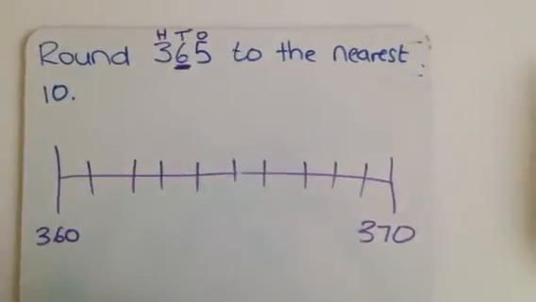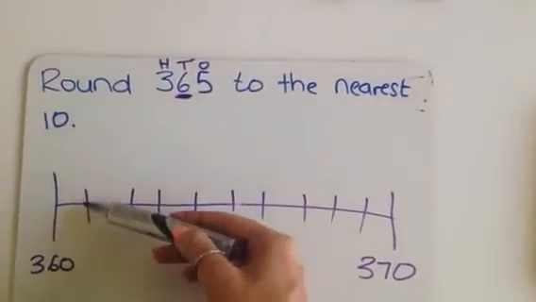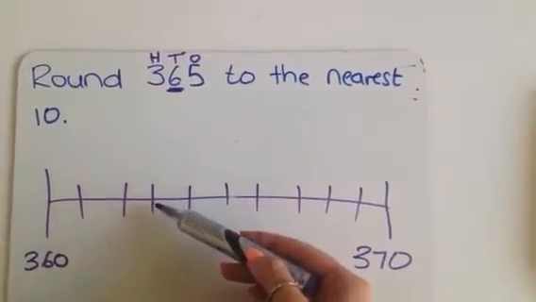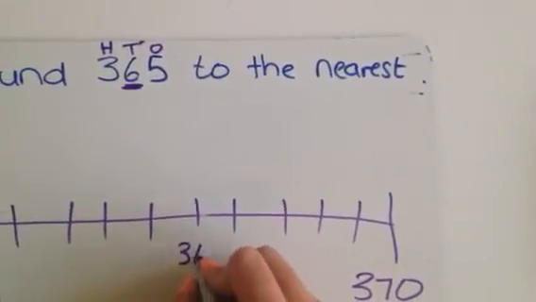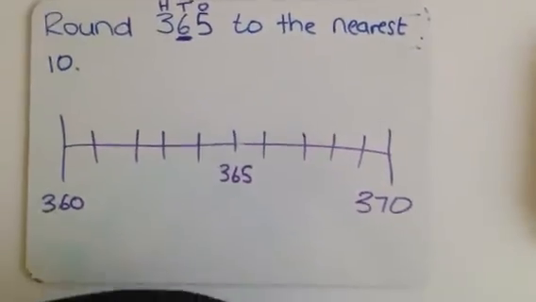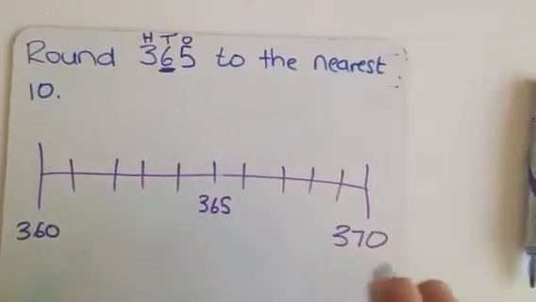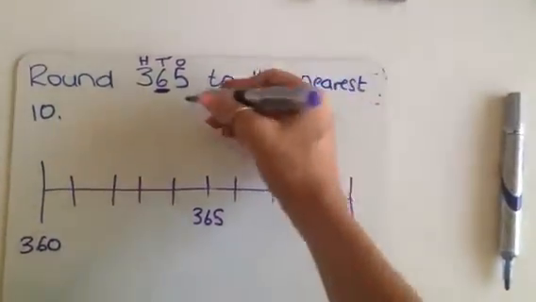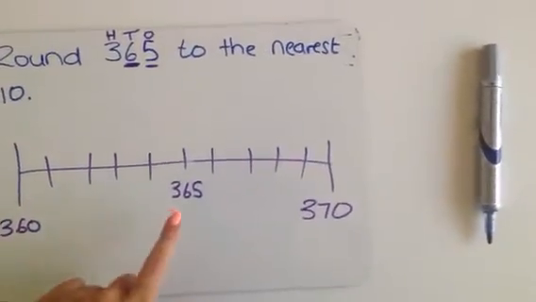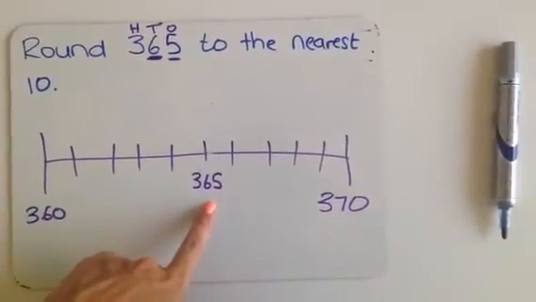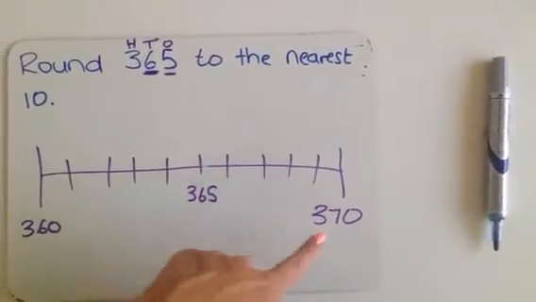Right, so we then plot 365 on the number line, which would be 361, 362, 363, 364, and 365. Right, the next thing would be to round or to take 365 to the closest interval of 10. Now when the last digit in the ones is a 5, it becomes tricky because the number is directly in the middle, or smack bang in the middle, between 360 and 370.